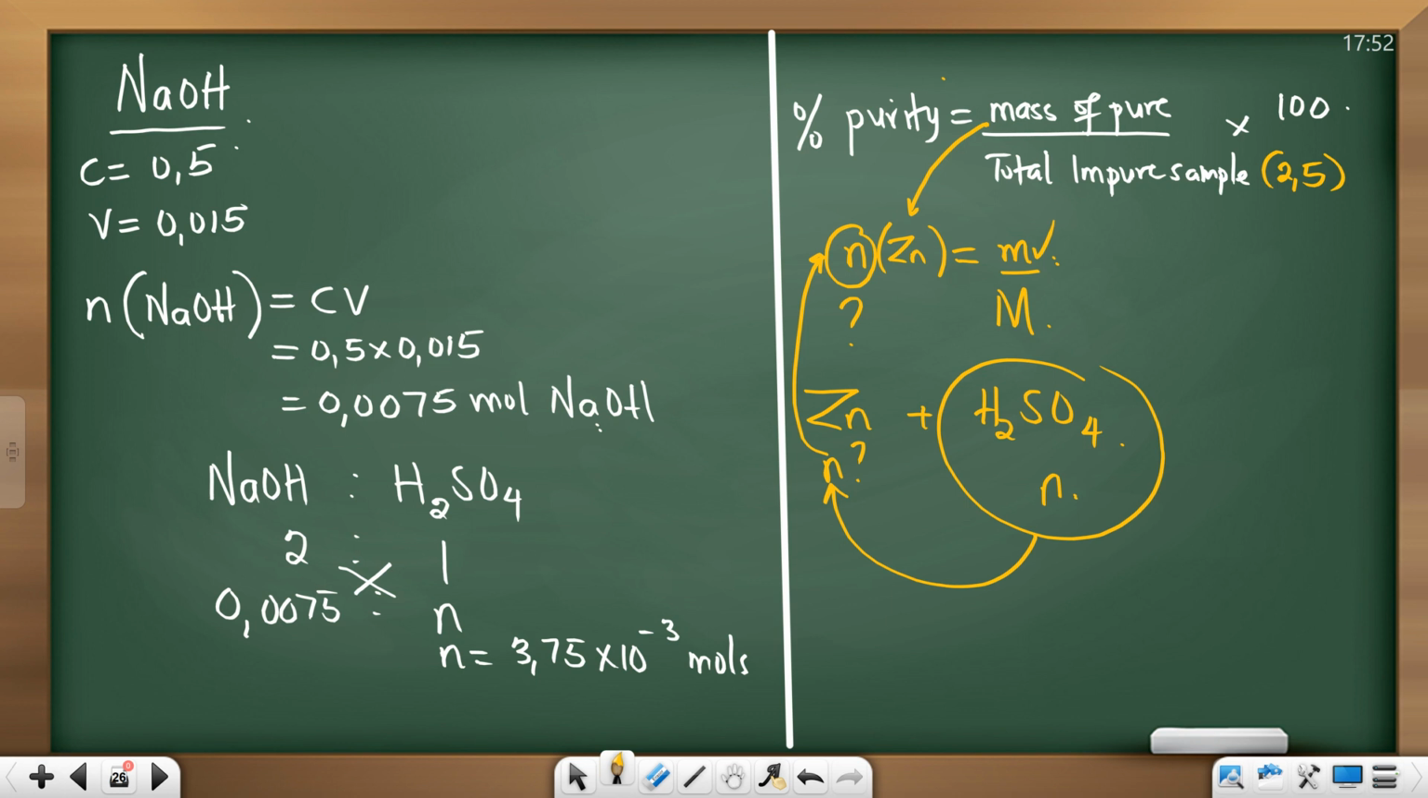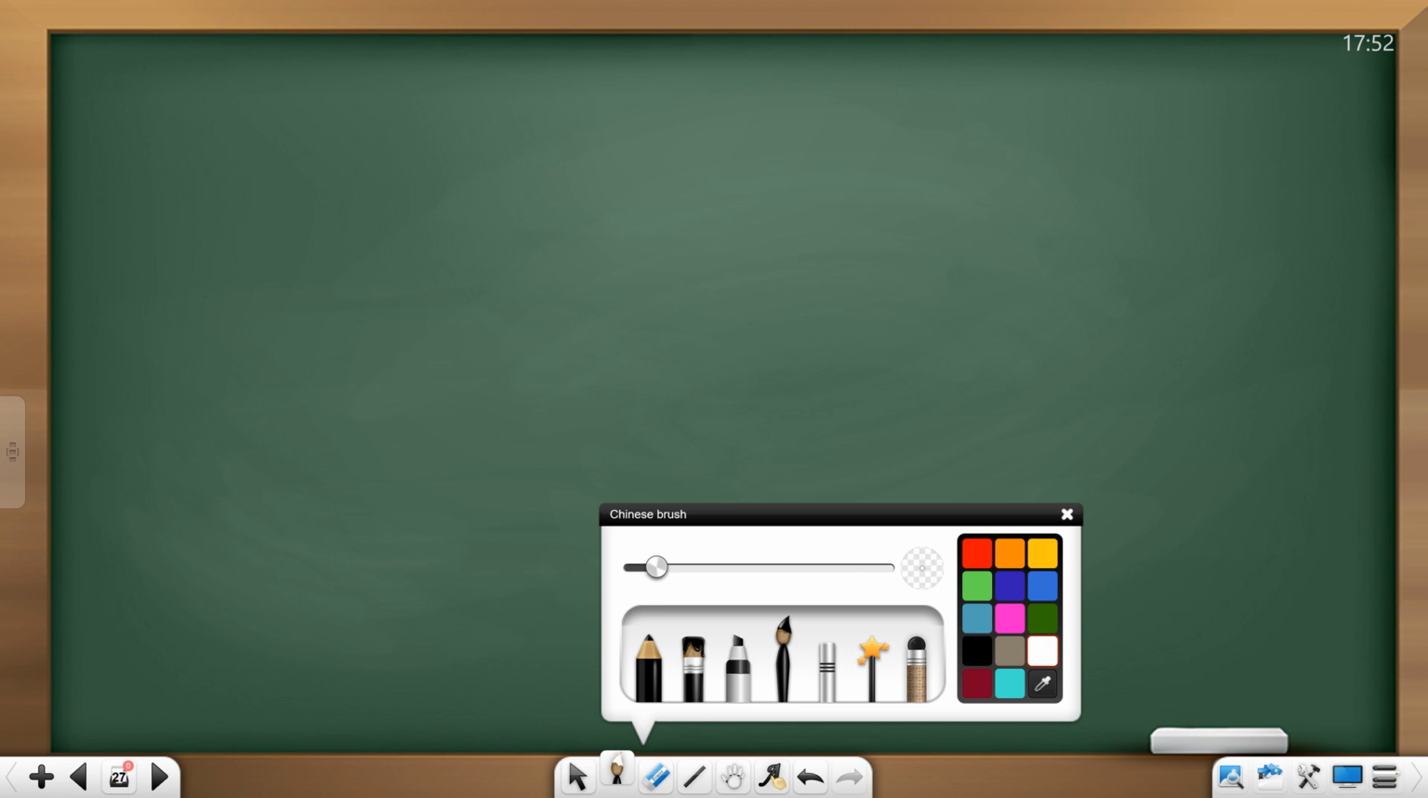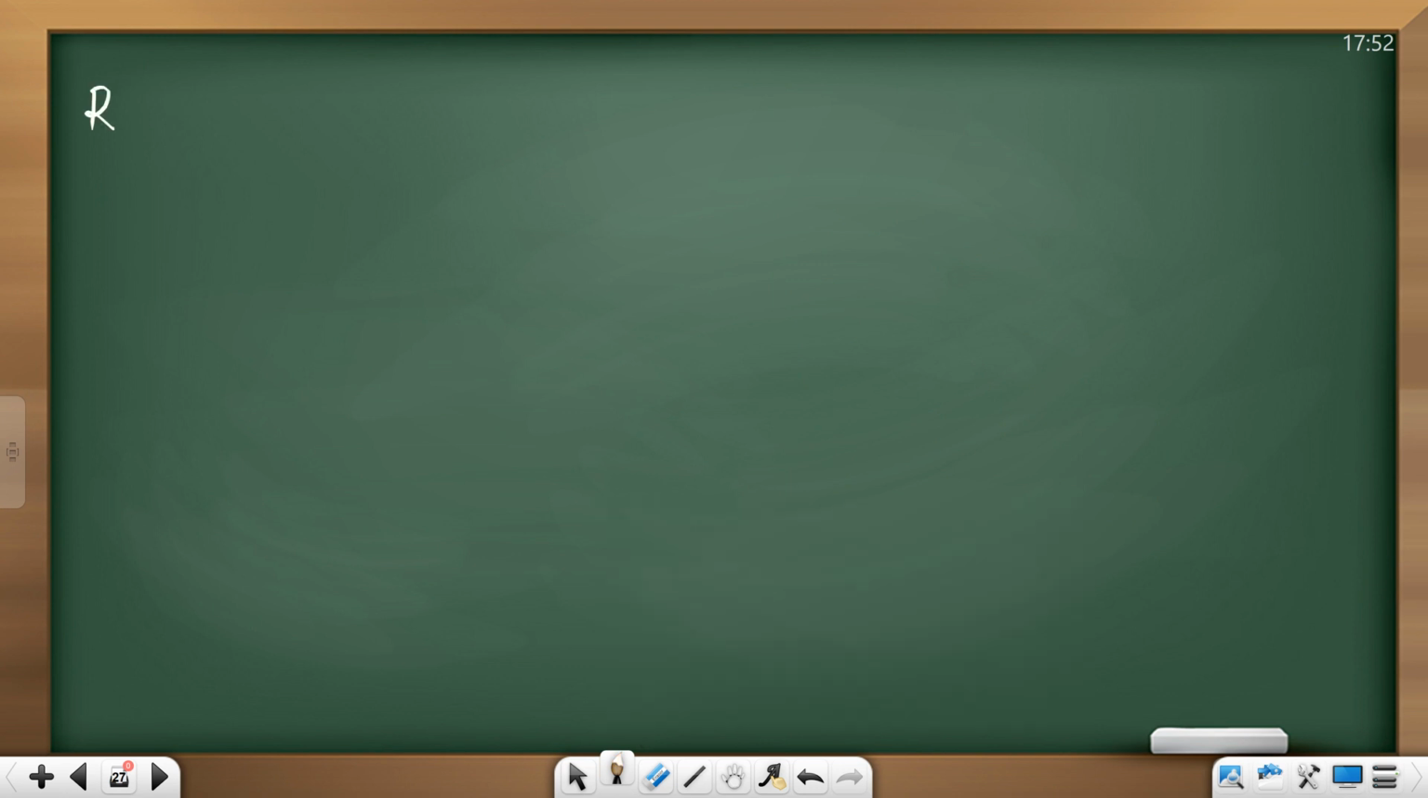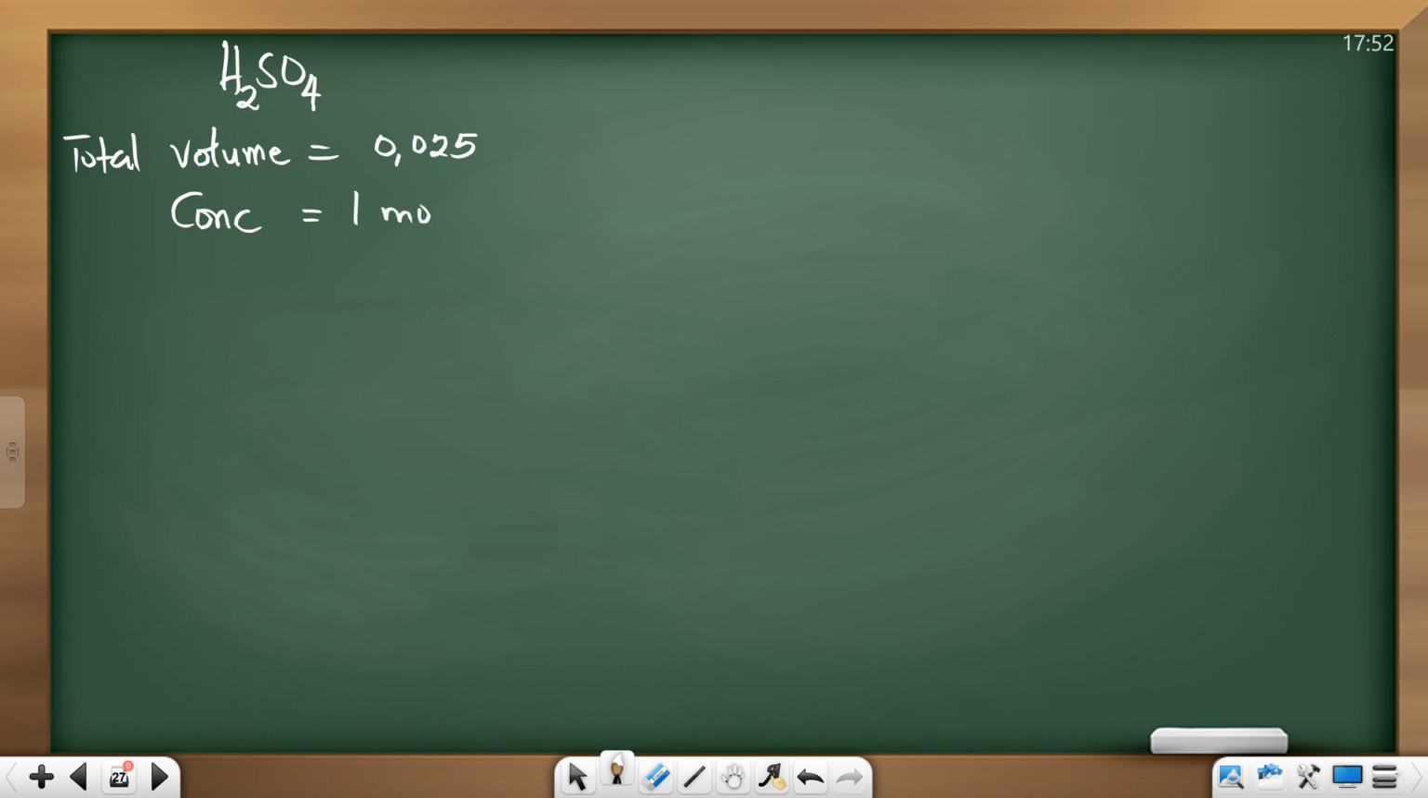Let's go back to the original. Guys, I want you to get this. In reaction 1, okay, let's see. What do we know about H2SO4? What was the total volume? 0.025. Do you remember? Do we know the concentration here? 1 mole per dm cubed. Now, guys, this is the original that we had.